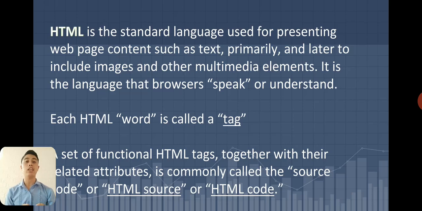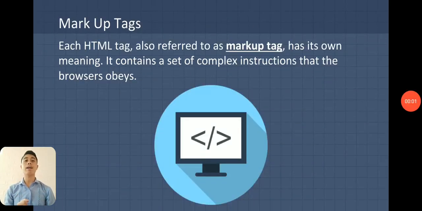So, each HTML word is called a tag. A set of functional HTML tags together with their related attributes is commonly called the source code, or the HTML source, or the HTML code. Another one, we have markup tags. Each HTML tag, also referred to as a markup tag, has its own meaning. It contains a set of complex instructions that the browsers obey.